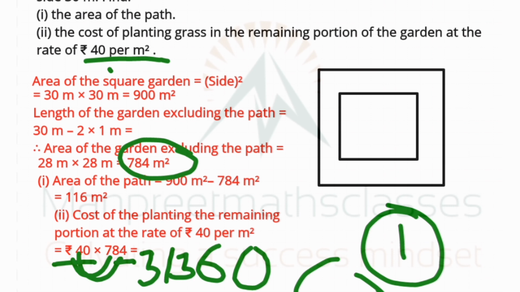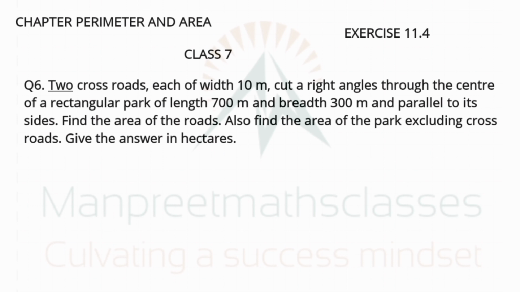I hope you are getting these questions. Now let's move on to our next question. Now our sixth question is saying two crossroads, each of which 10 meter, cut a right angle through the center of a rectangular part. Let's first draw it to understand it more clearly.